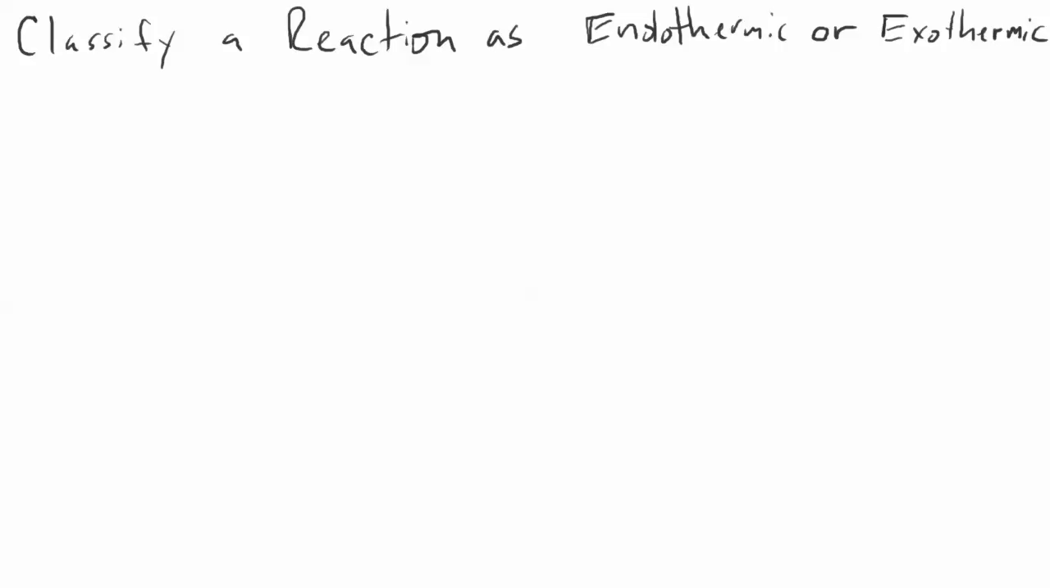Hello and welcome to this online lecture about classifying a reaction as endo or exothermic. Endo and exothermic are both terms that we use in chemistry to describe the direction that energy is moving in a certain change. So let's just start with the two terms.